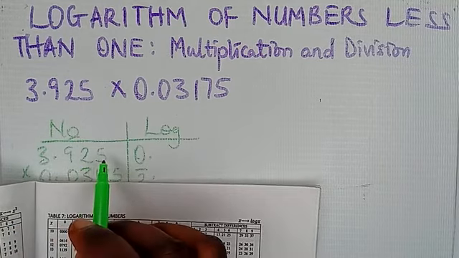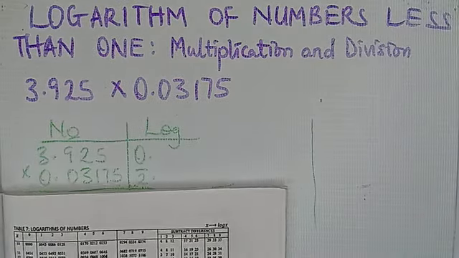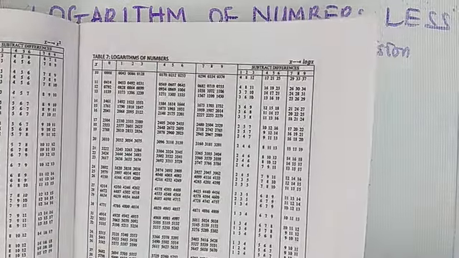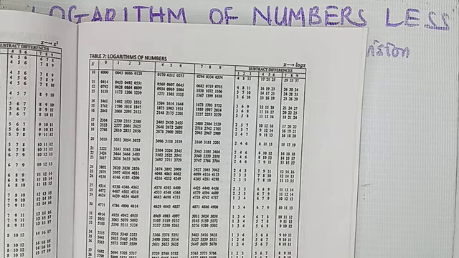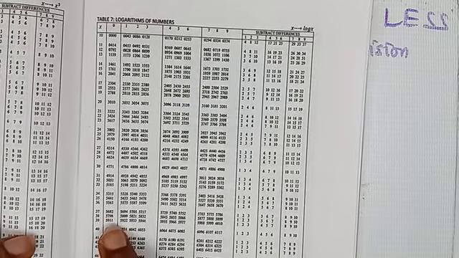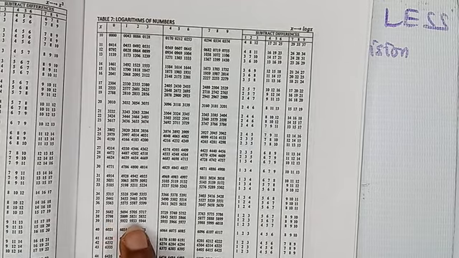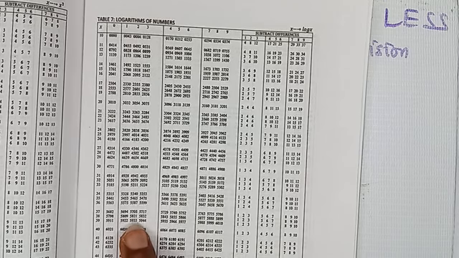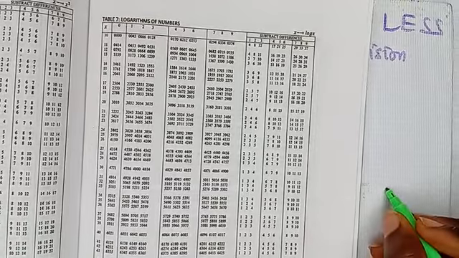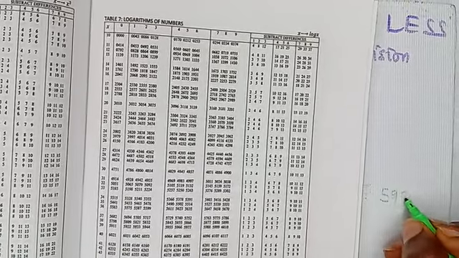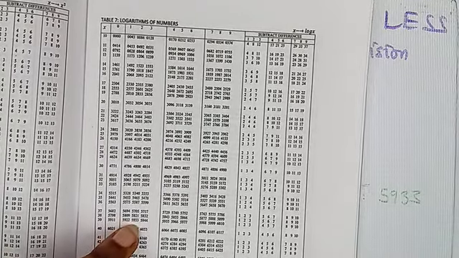Okay, so we now go over to log tables, and we are going to find 39 under 2, difference 5. I'm going to have this side as my rough work side. We have 39 under 2, which is 5933. So on my rough work side, I'm going to write 5933, 39 under 2, then difference 5.